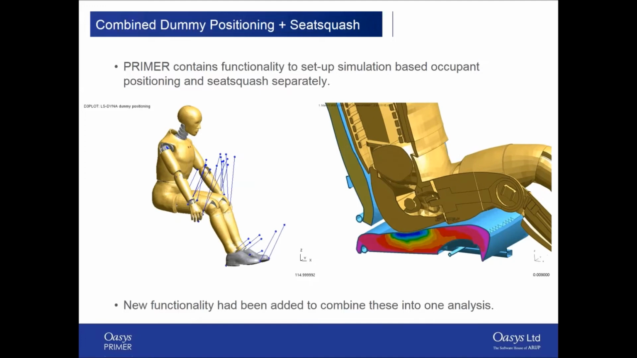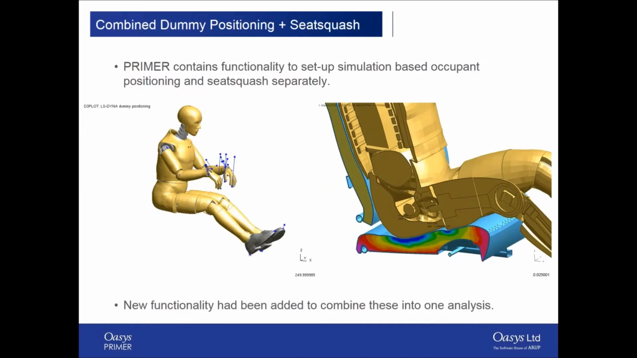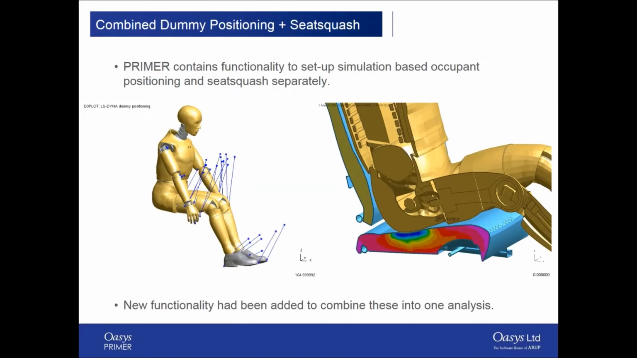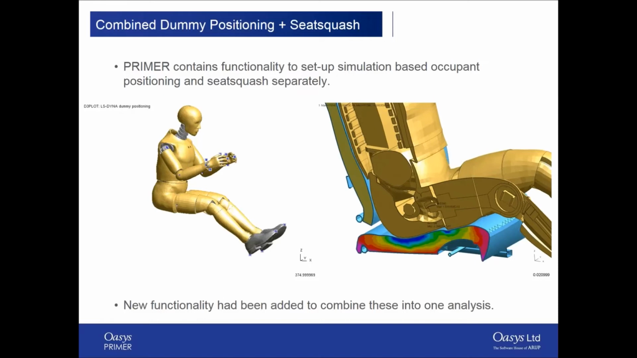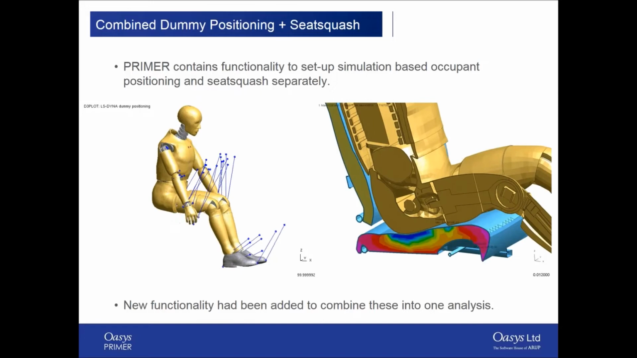So if you use Primer for occupant positioning and setting up occupant analysis, you'll know about the tools that are in there. But in terms of occupant position and seat squash, Primer contains functionality to set up simulation-based occupant position and seat squash separately. That's been there for a number of versions, and is very much the norm now when you're positioning your occupant or squashing your occupant into your seat: you run a simulation-based positioning or seat squash.